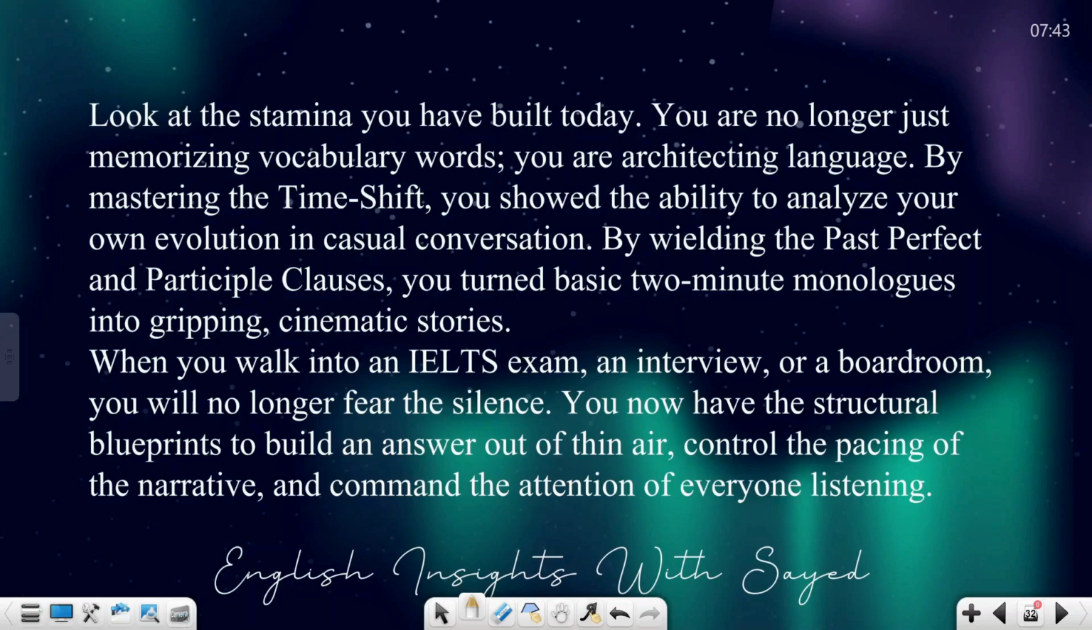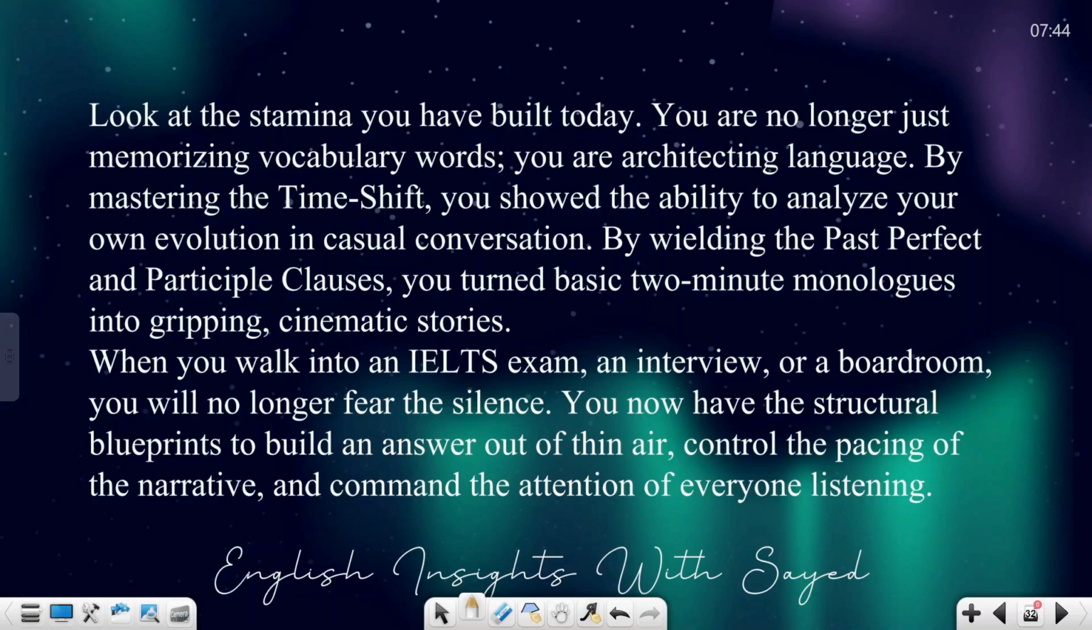Okay, look at the stamina you have built today. You are no longer just memorizing vocabulary words, you are architecting language by mastering the time shift. You showed the ability to analyze your own evolution in casual conversation. By welding the past perfect and participle clauses, you turn basic 2-minute monologues into gripping cinematic stories.